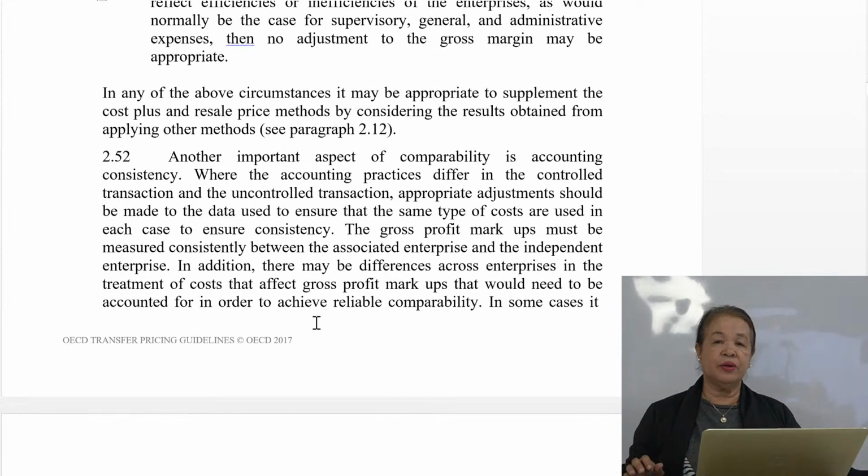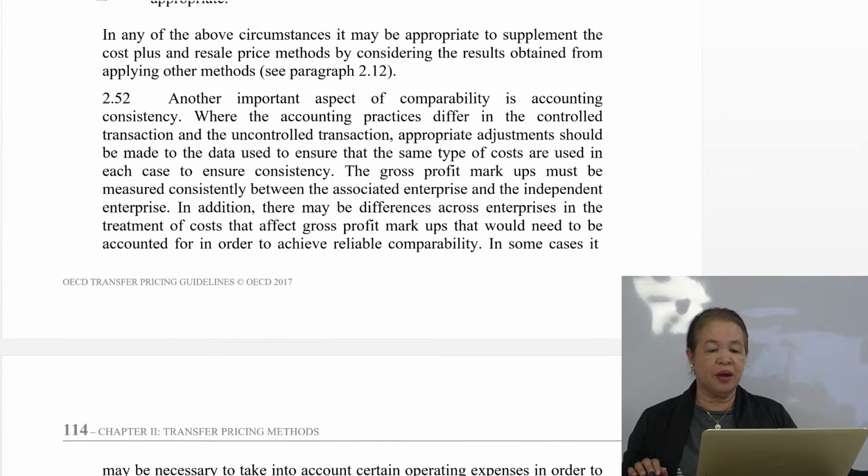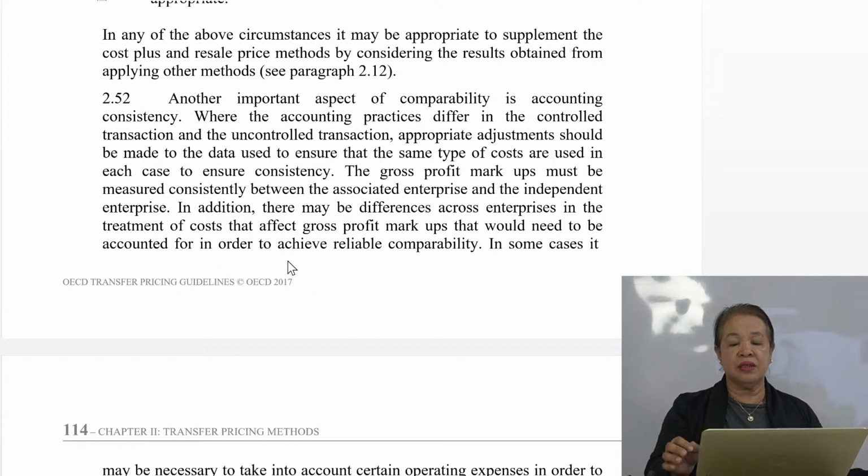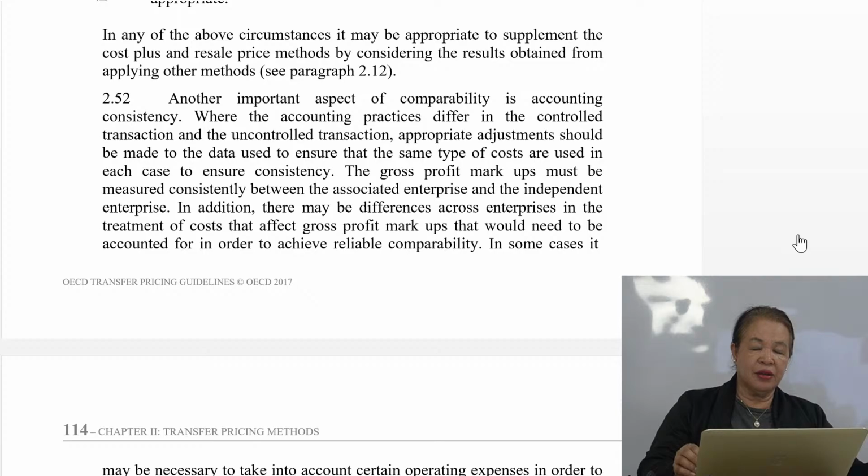In any of the above circumstances, it may be appropriate to supplement the cost plus and resale price methods by considering the results obtained from applying other methods. Okay. So you have to try the other methods.